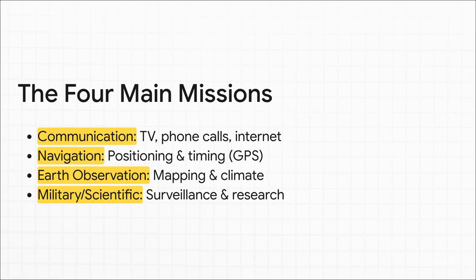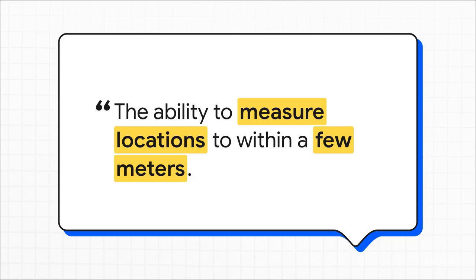Some are basically our global messengers, handling all our TV, phone, and internet communications. Others are our navigators, providing the positioning for systems like GPS. A third group, they're our observers, constantly mapping the planet and tracking our weather. And finally, you've got the ones that serve really specialized military and scientific missions, everything from surveillance to deep space research.